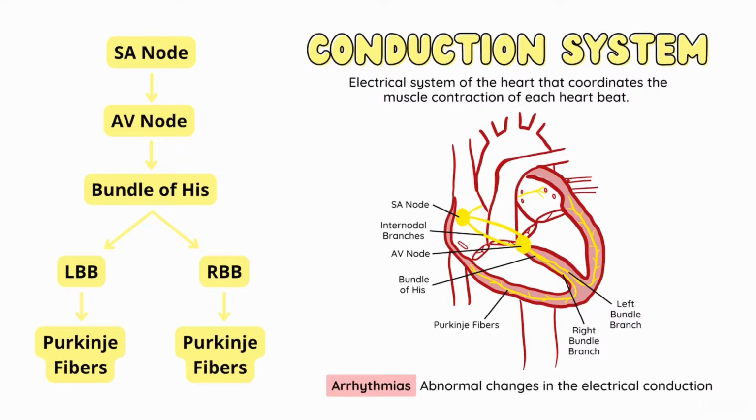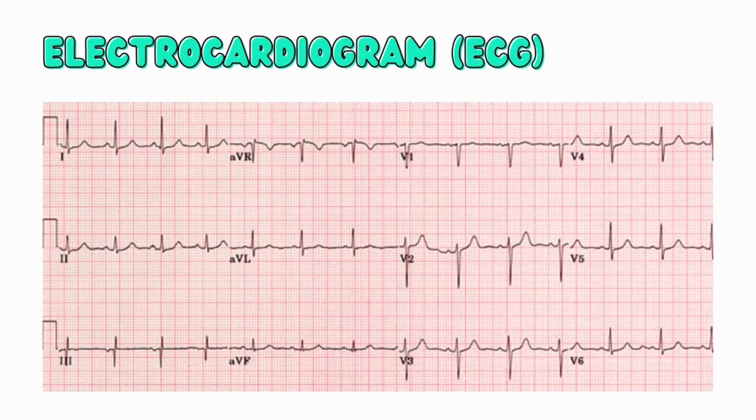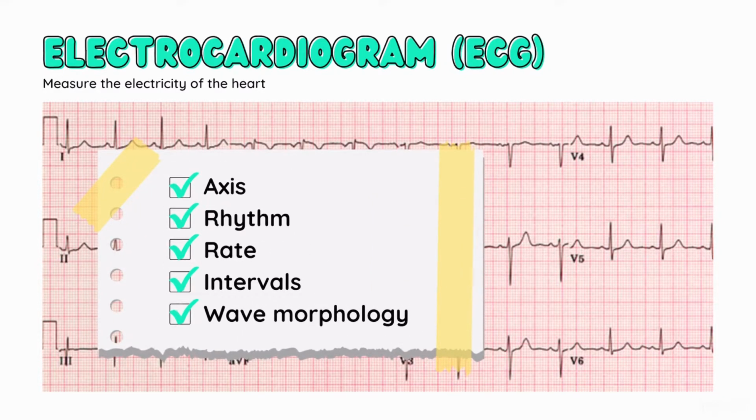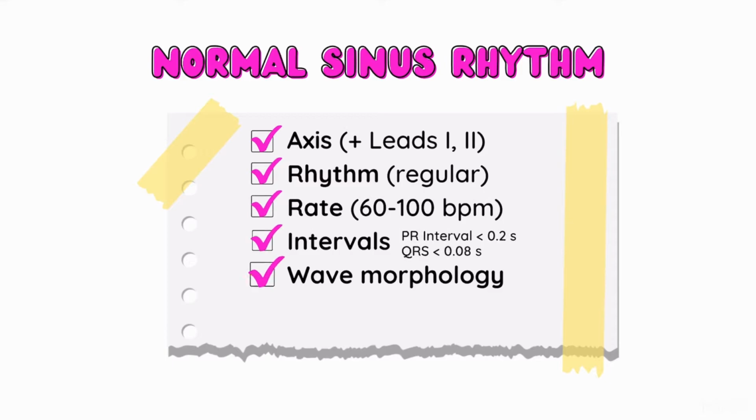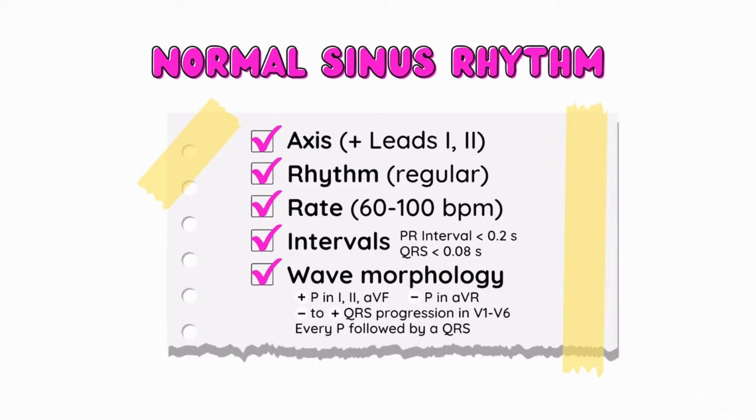In our last video, Intro to ECGs, we discussed electrocardiograms, which measure the electricity of the heart. Here on Medisin, we use a 5-point technique to assess an ECG, which includes the axis, rhythm, rate, intervals, and wave morphology. Check out this last video for an explanation on how to implement this technique. We also describe the features of normal sinus rhythm. This includes a positive QRS in leads 1 and 2, as well as a regular rhythm with a heart rate between 60 and 100 beats per minute.